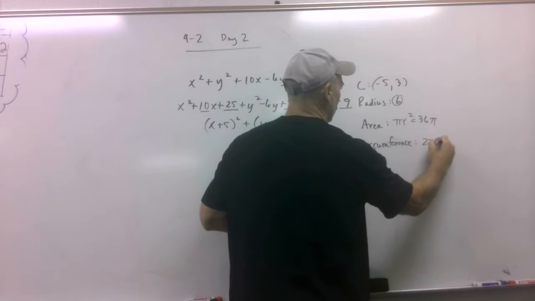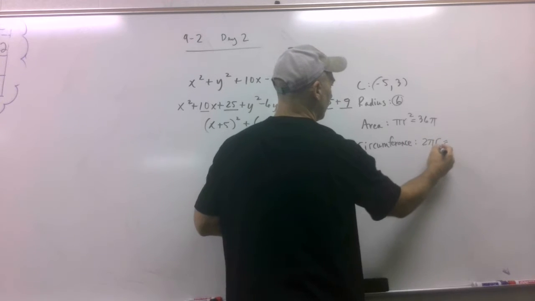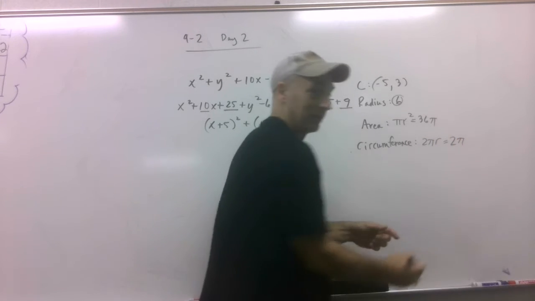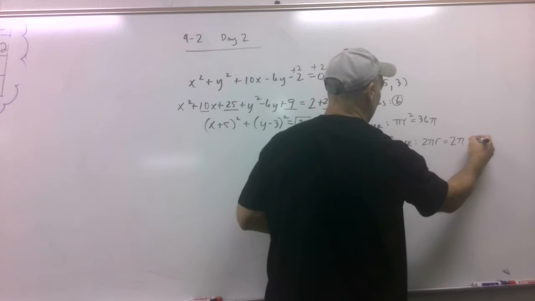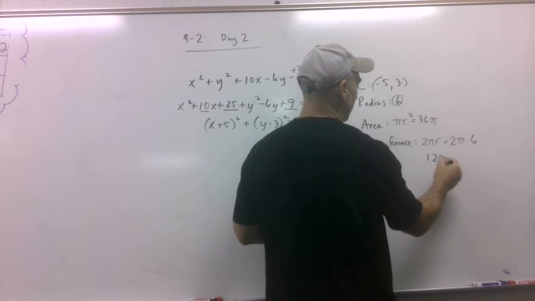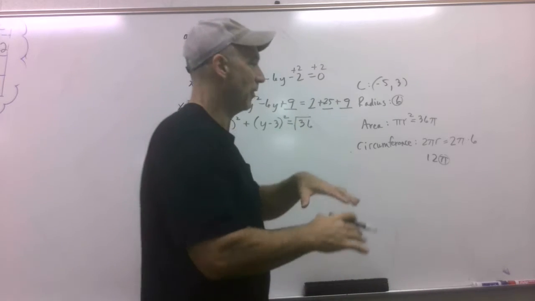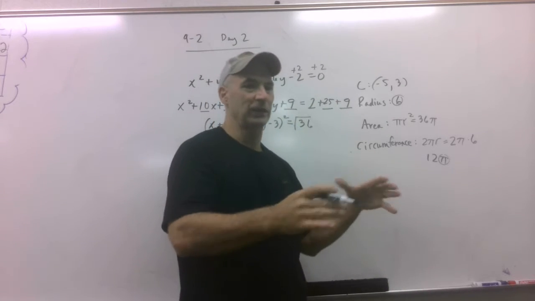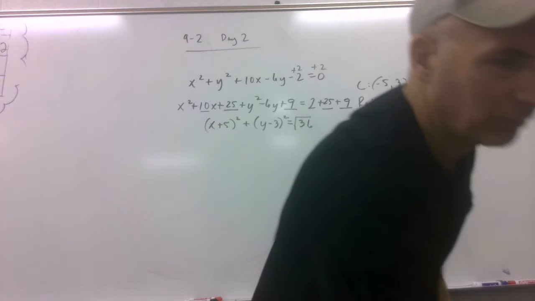Circumference, 2 pi r. So 2 times pi, am I still on? Yes, 2 times pi times r, which is 6. That'd be 12 pi. Don't forget, this is 3.14, so it'd be around 36 inches or 36 feet or what have you. Next problem.